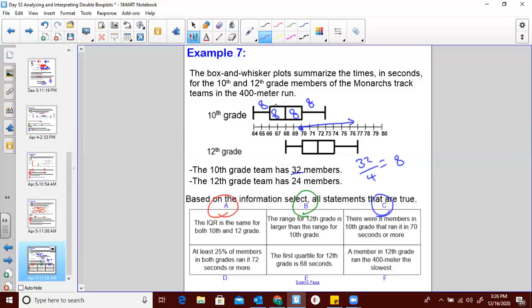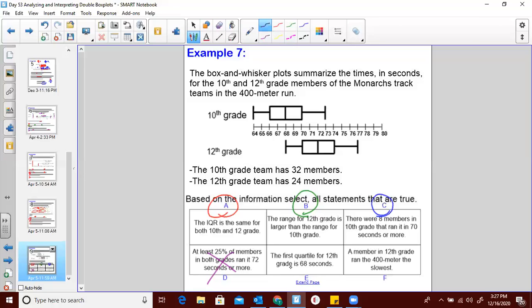All right, let's go on to D. At least 25% of members in both grades ran it in 72 seconds or more. So it says at least. So we need to get a whole piece here. But we'll look at it. So we have 72 or more. It works for 12th grade because look, we have 1, 2 pieces. So that's definitely at least 25%, right? But up here on 10th grade, we don't have a full piece. We just have half a piece. So D is not an answer.